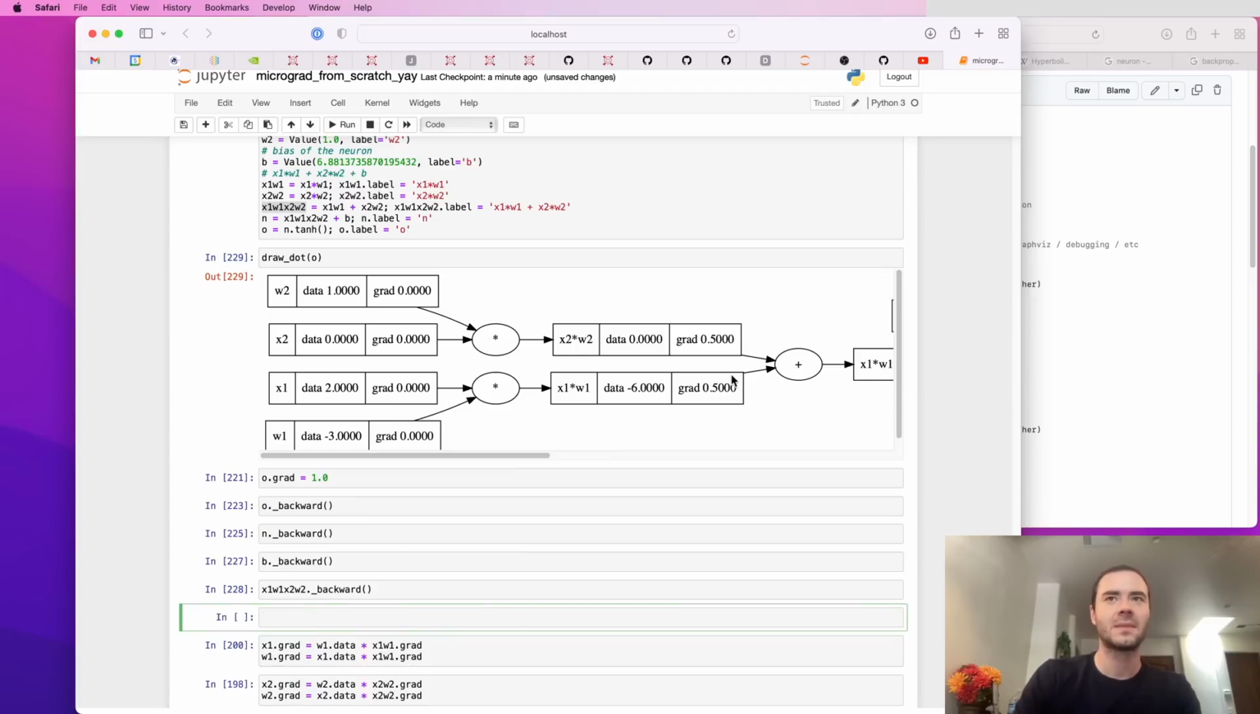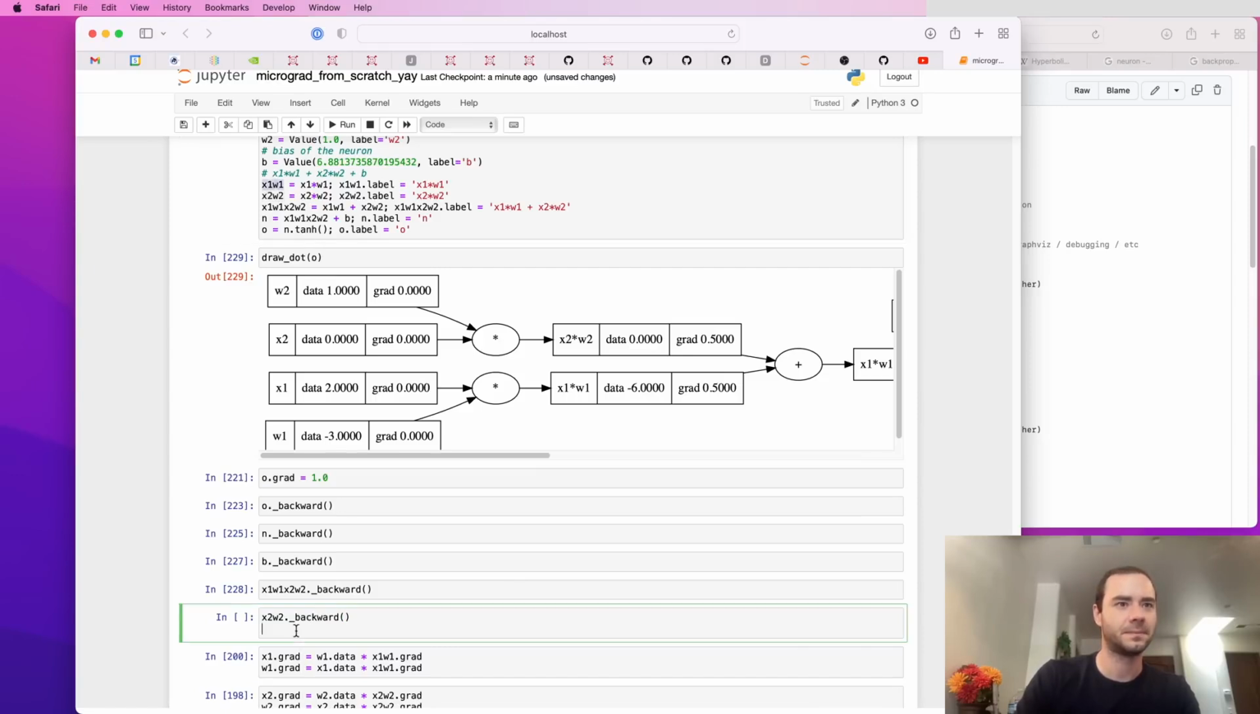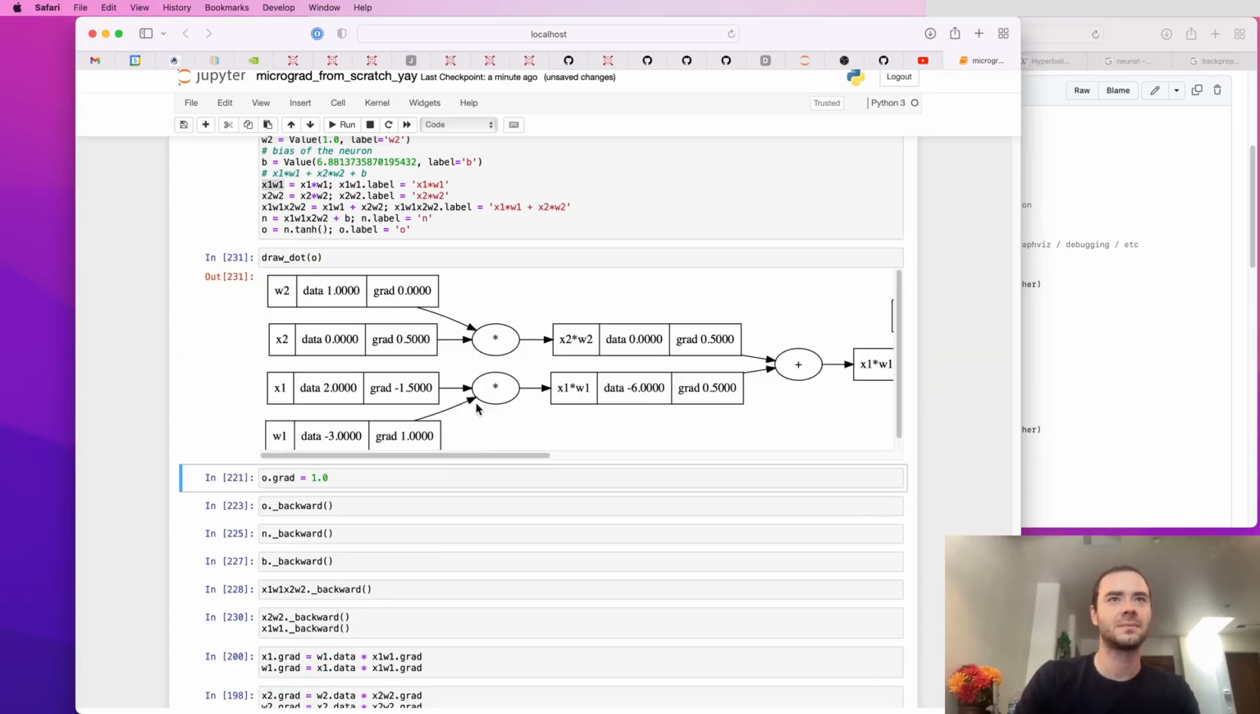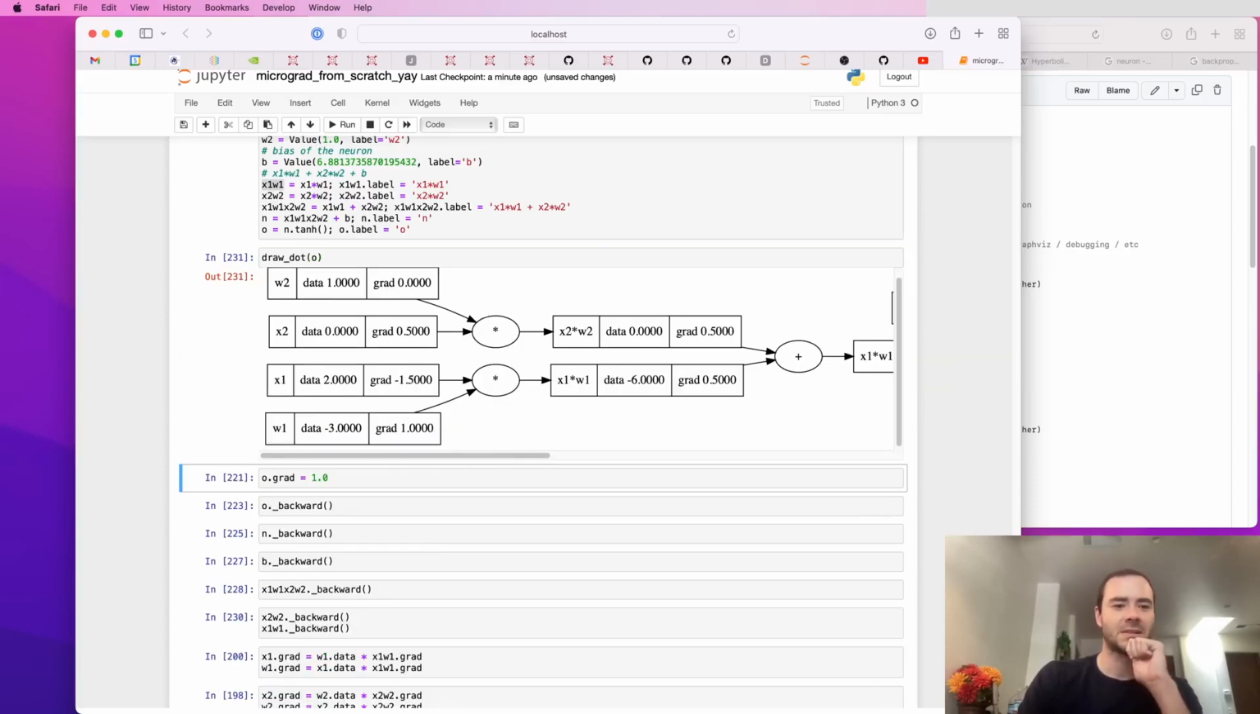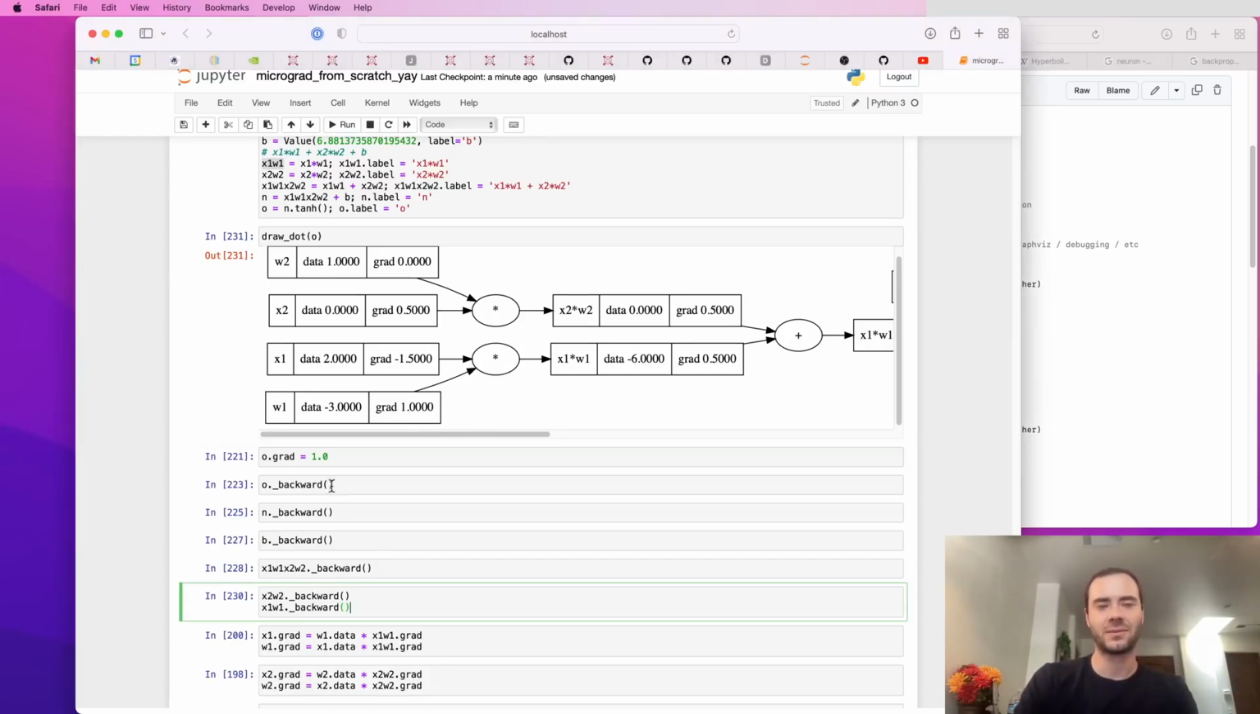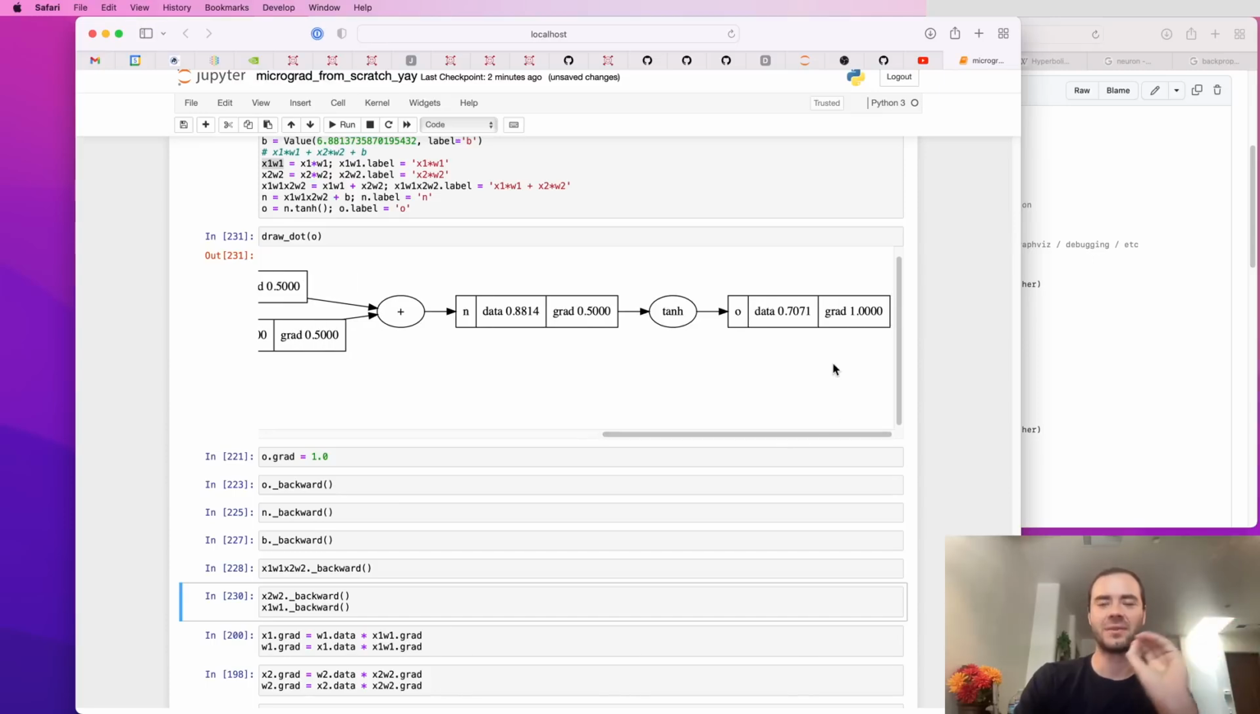And then finally, we want to call it here on x2 w2, and on x1 w1. Let's do both of those. And there we go. So we get 0, 0.5, negative 1.5, and 1, exactly as we did before. But now we've done it through calling that backward sort of manually. So we have one last piece to get rid of, which is us calling _backward manually.